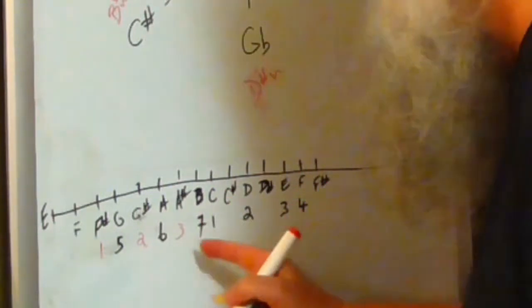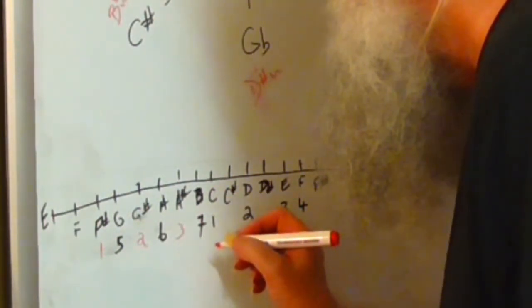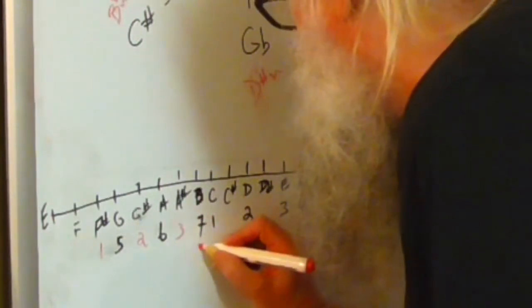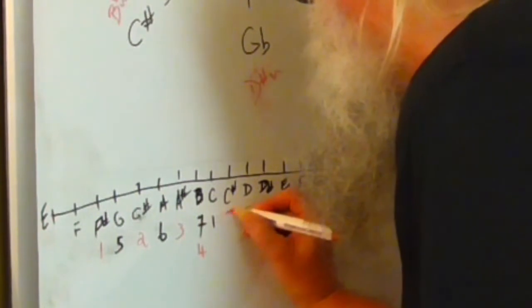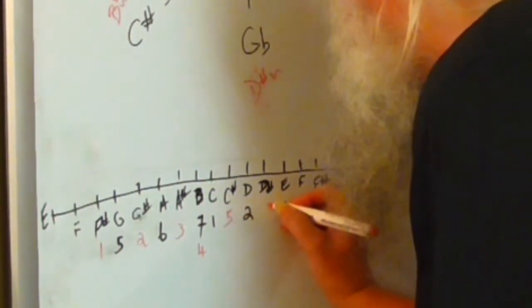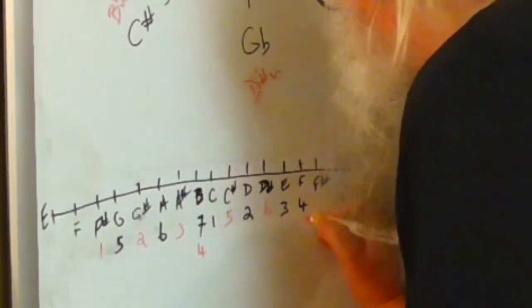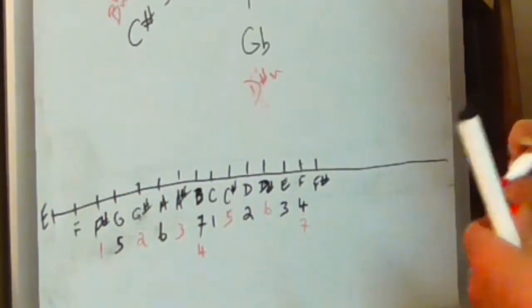Oh, there's a B there somewhere. 1, 2, 3, 4. That's right. 5, 6, 7, 1.